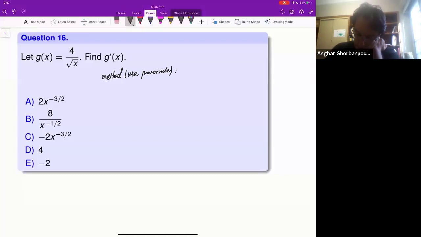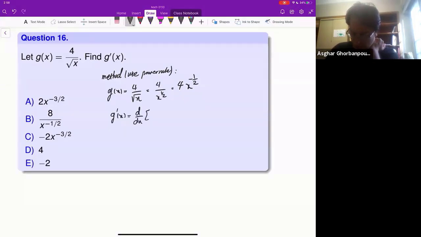Well, I need to see this fact that 4 over root x is the same thing as 4 over x to the power half, and that is the same as 4 x to the power negative half. Now that you know that, g prime of x is the derivative of 4 x to the power negative half. The constant multiple rule says that this is 4 times d dx of x to the power negative half.